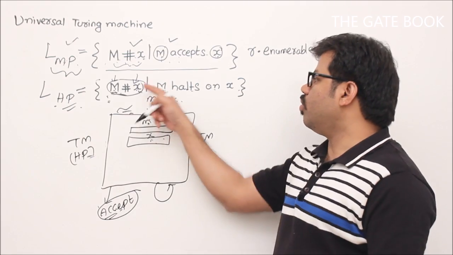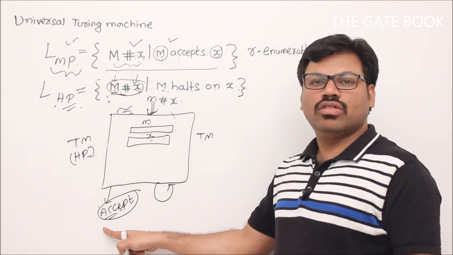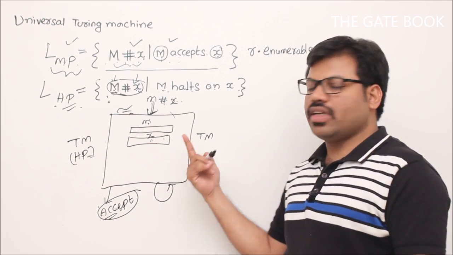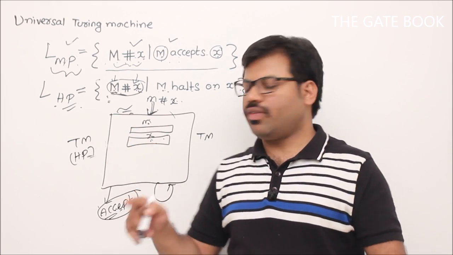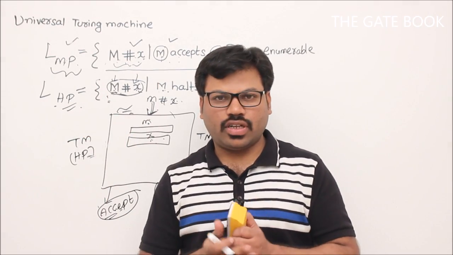Very simple. Simulate M on X. If M halts on X, you also stop and accept it. Otherwise, you will be in a loop. If you design a Turing machine in such a way, then definitely it is going to accept this kind of strings only. Understand?